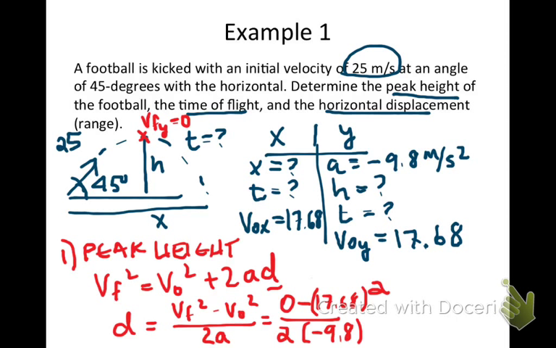When we plug in Vf equals 0, V naught y equals 17.68, and A is negative 9.8, we get this. Plugging into our calculator and hitting enter, I find that the peak height is going to be 15.95 meters tall, which sounds reasonable. If I kick a football, 16 yards in the air sounds reasonable, so I'm going to go with it. In my chart now, I'm going to replace h with 15.95 meters. Now I'm going to move on to time.